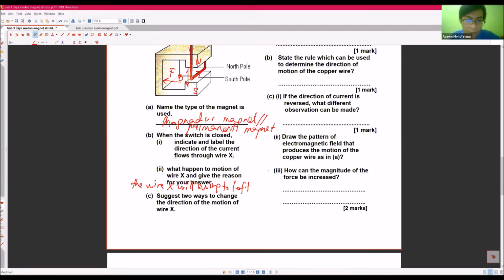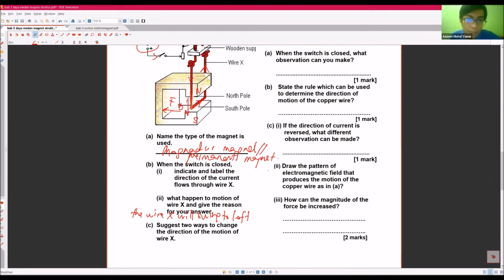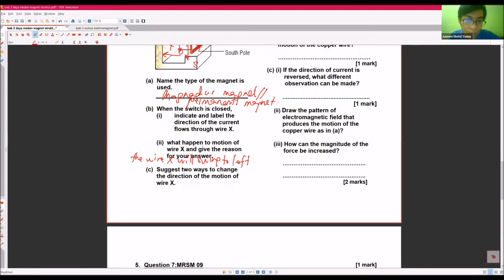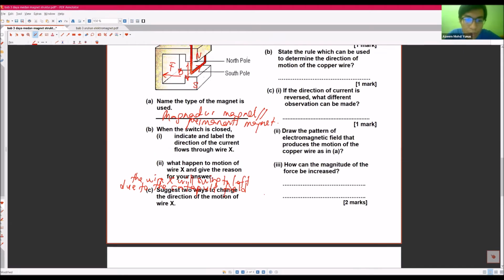So why does it swing? Because we have a force to the left. Reason: due to the magnetic field. Or you can explain further, due to the catapult field produced by the interaction of the electromagnet and the permanent, external magnetic field.